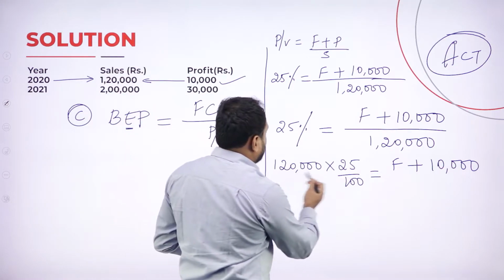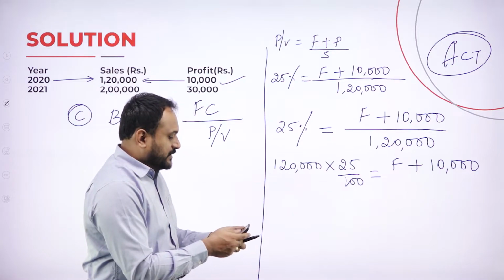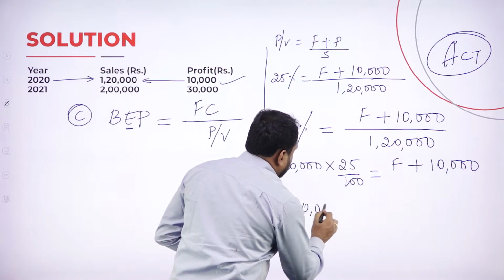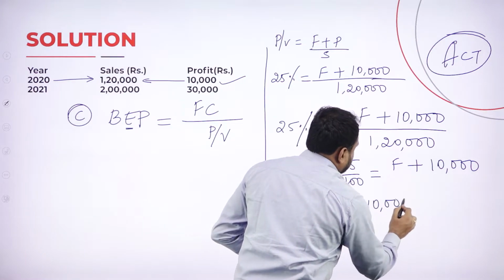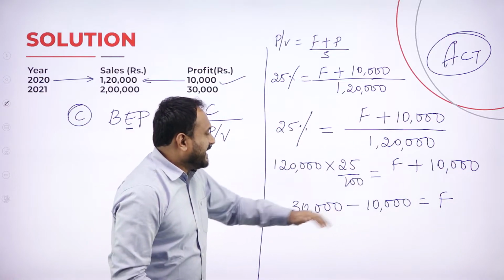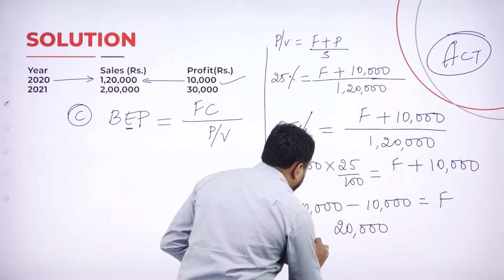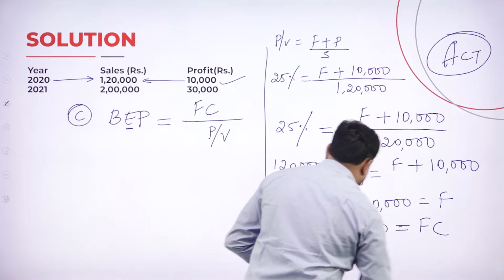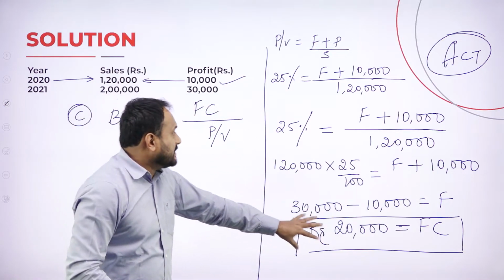Now here 1,20,000 into 25%. I got here 30,000. Now this will come here minus 10,000 is equal to fixed. Now 30 minus 10 is how much? That is 20,000. And you should write rupees is equal to fixed cost. So my fixed cost is how much? 20,000 rupees.